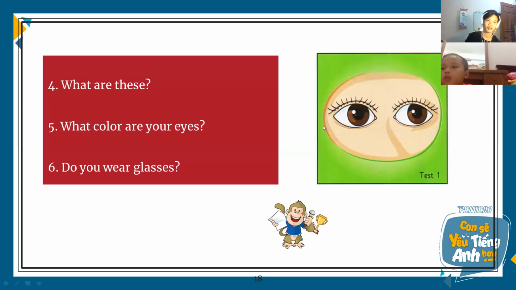What are these? Eyes. Yes. What color are your eyes? Black and white. Okay. Do you wear glasses? Yes.